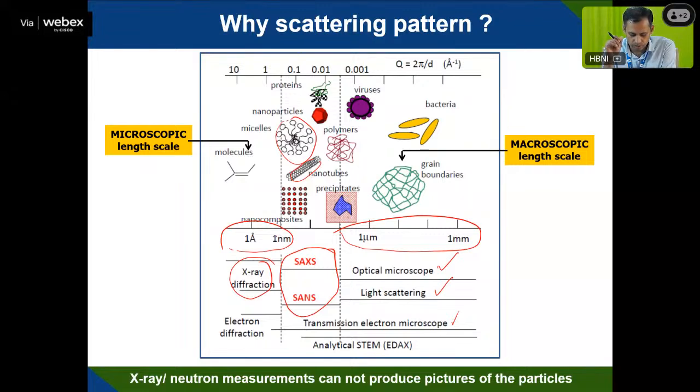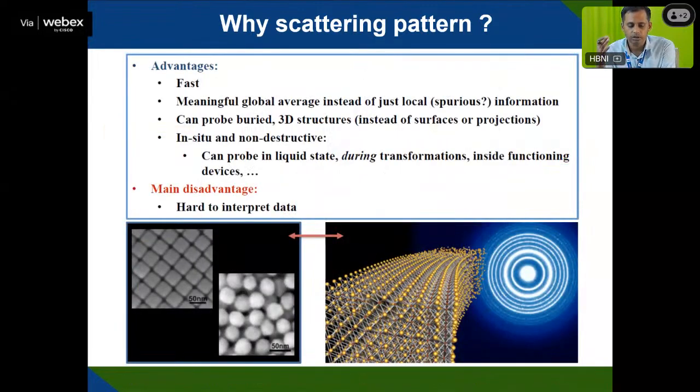X-ray and neutron measurements can't produce a picture of the particle. Like in an electron microscope, there we used to get the image. But in X-ray and neutron, that can't produce a picture. So that's why we are using scattering mainly to see the size.